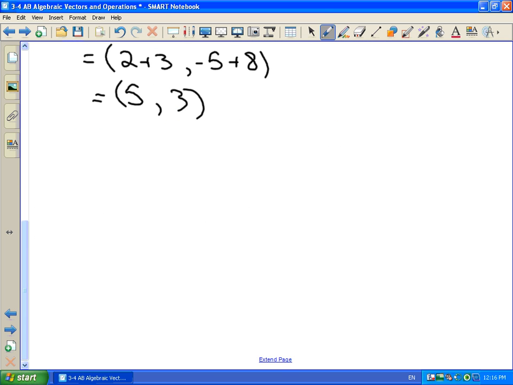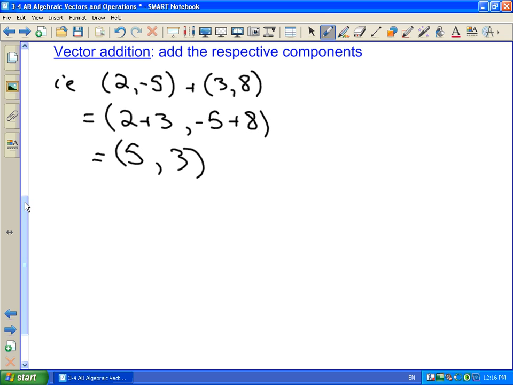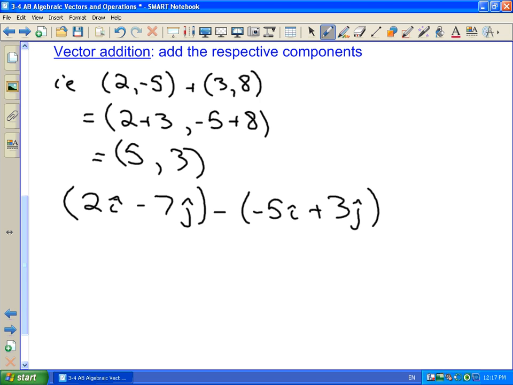Similarly, if we had these things in our unit vector notation, so we had something like, let's see, 2i hat minus 7j hat, and we could even do subtraction here, minus negative 5i hat plus, what do I want to do here, 3j hat. Okay, these are our two vectors. So our two vectors are 2i hat minus 7j hat, and we want to subtract the vector negative 5i hat plus 3j hat.